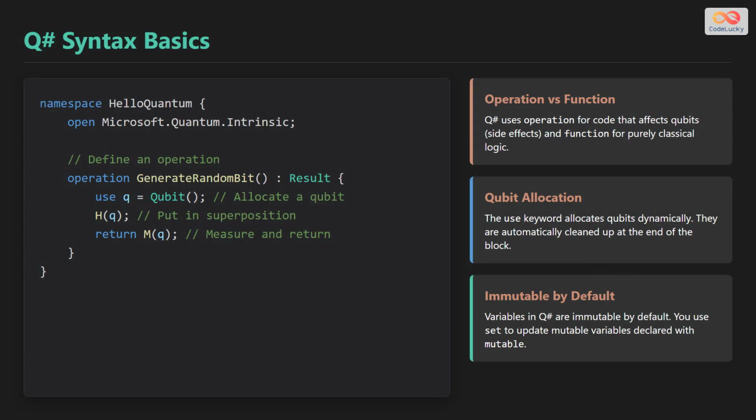Let's look at the syntax. Q# distinguishes between operations, which contain quantum logic and side effects, and functions for classical calculations. Qubits are allocated using the use keyword, and variables are immutable by default, ensuring your quantum state remains predictable.